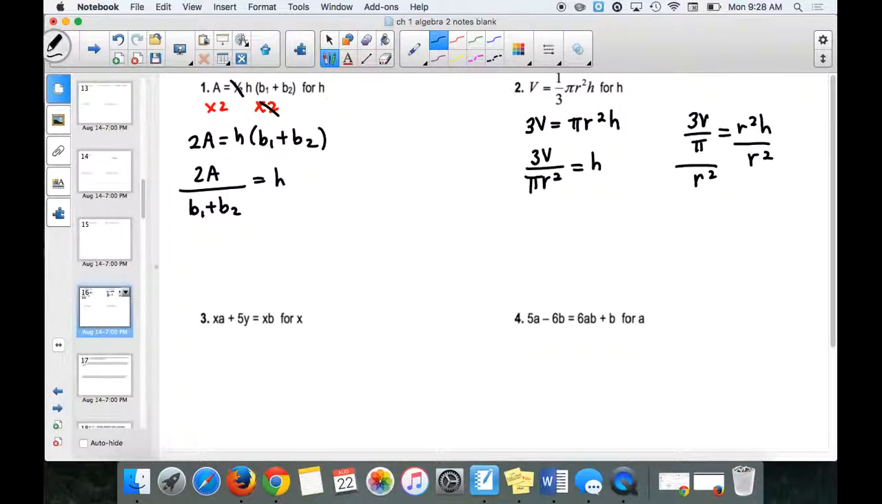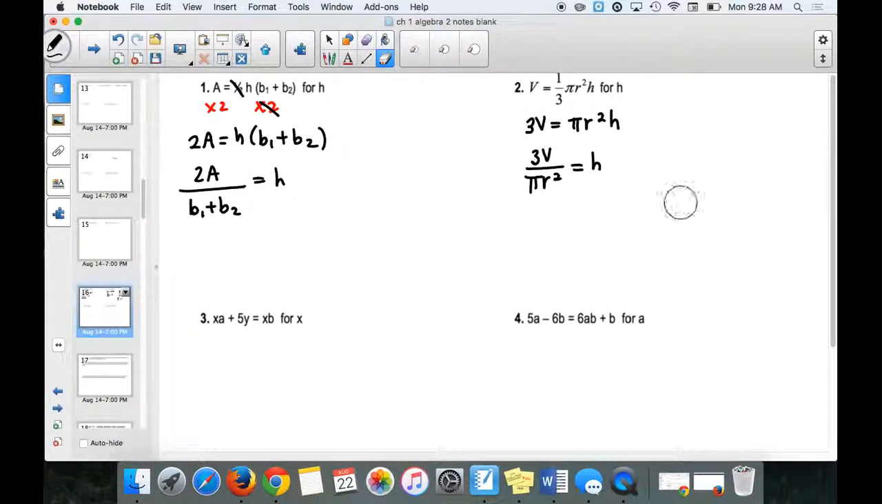So it's easier to do it all at once instead of thinking, okay, I have 3v over pi divided by r squared, so I'm going to flip it, so it's 1 over r squared, you see? So it's just a little bit easier if you do that all at once.